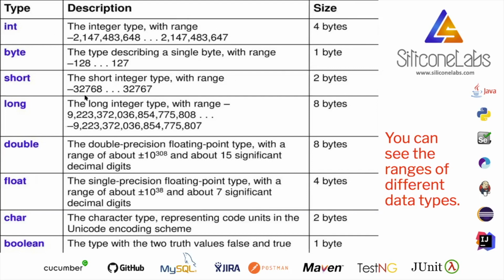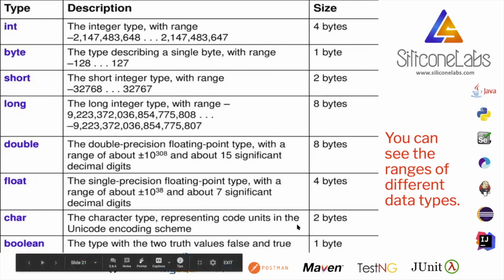We have short and long in different ranges, and their size also changes differently. We have double, which is for floating type of numbers, and it can hold 15 significant decimal digits. That's why it is 8 bytes. And we have float in 4 bytes, character in 2 bytes, and boolean in 1 byte.